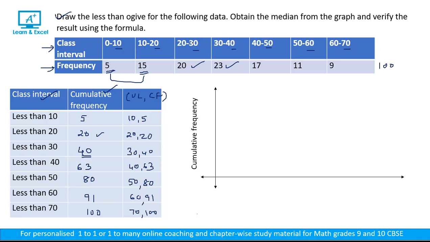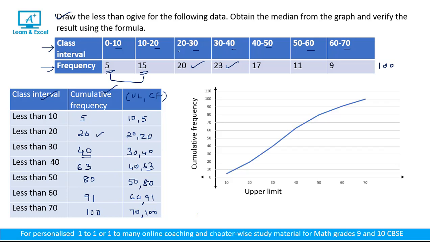So we'll have cumulative frequency on the y-axis, upper limit on the x-axis, and our graph will be like this. For 10 it is going to be 5, this point. For 20 it's going to be 20, for 30 it's going to be 40, for 40 it's going to be 63, then for 50 it's going to be 80, for 60 it's going to be 91 and for 70 it's going to be 100. Now we join all of them with a smooth curve.